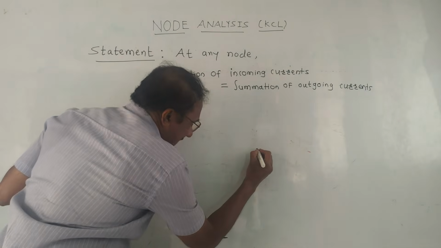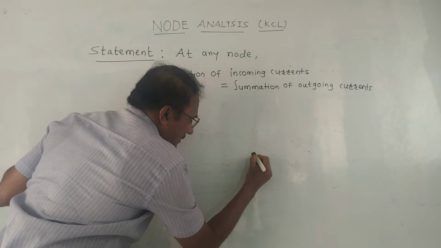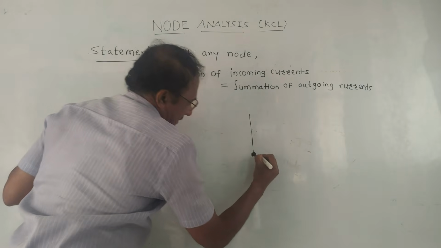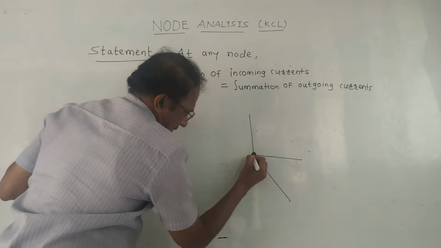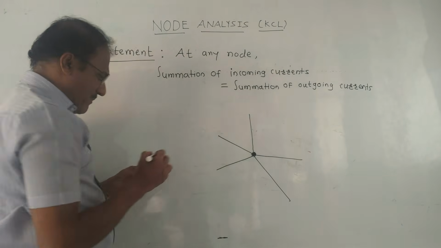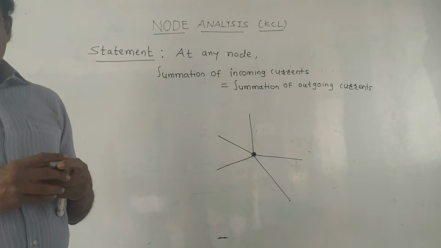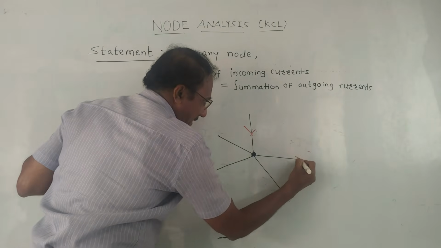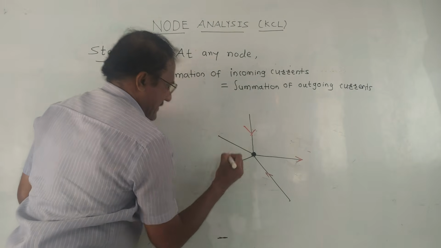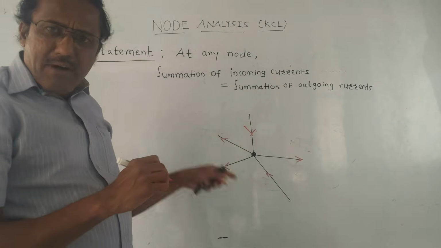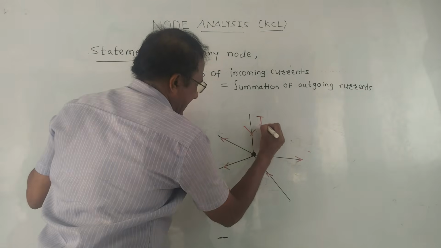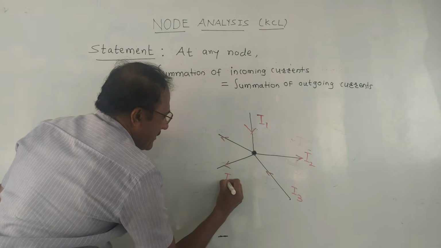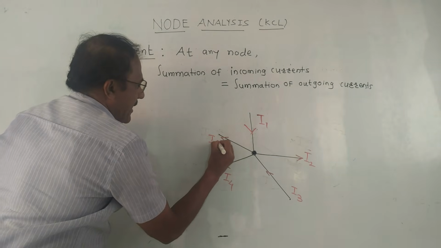So, as an example, I will mark one dot. This dot, I am calling it a node. I will mark some branches like this. I am assuming 5 branches. In each branch, I will mark the currents. I am marking the direction of currents randomly, like this. And I will mark some notations. So let us say this current is I1, second is I2, then next is I3, next I4, and next I5.